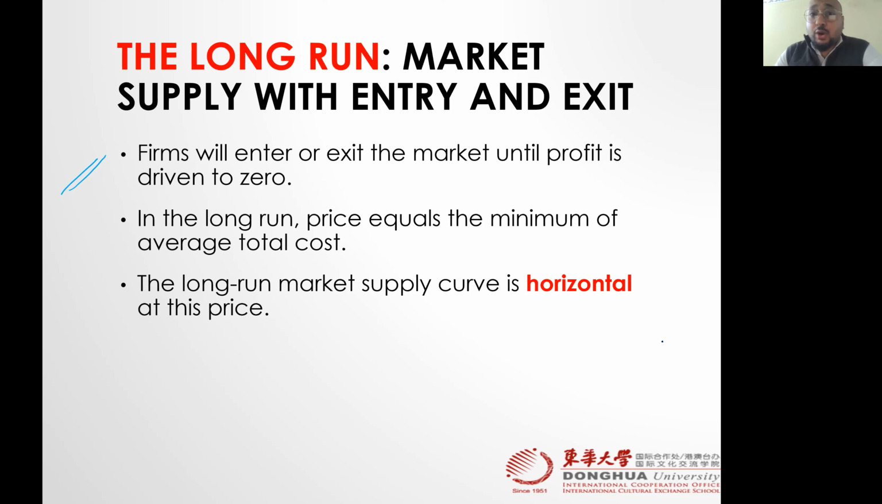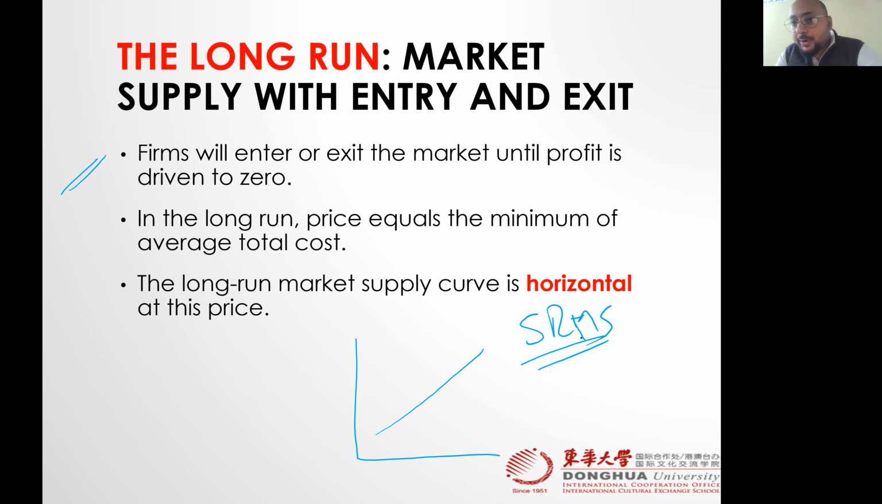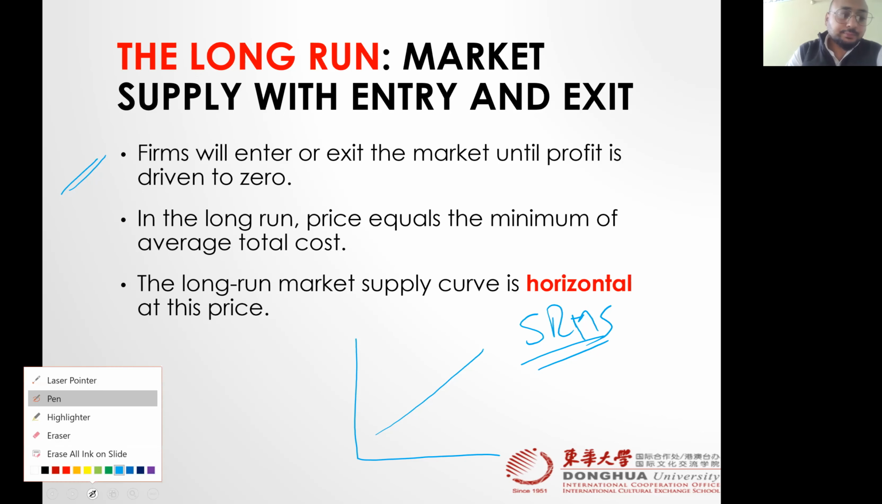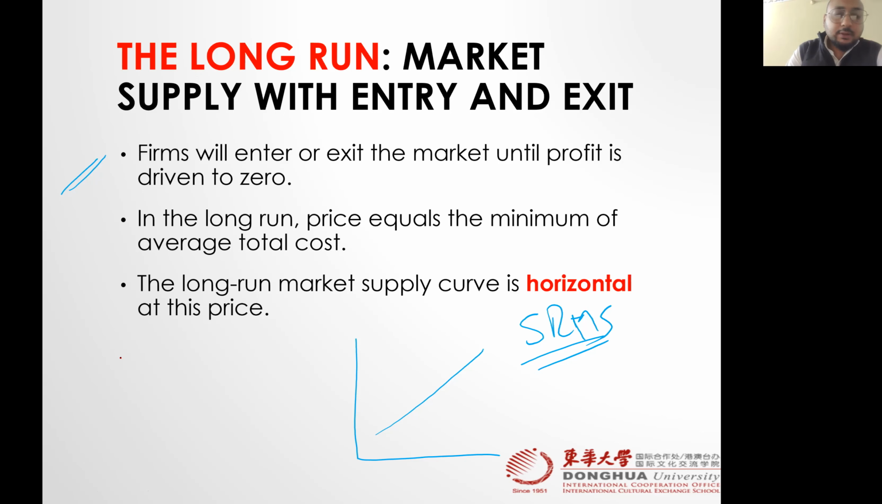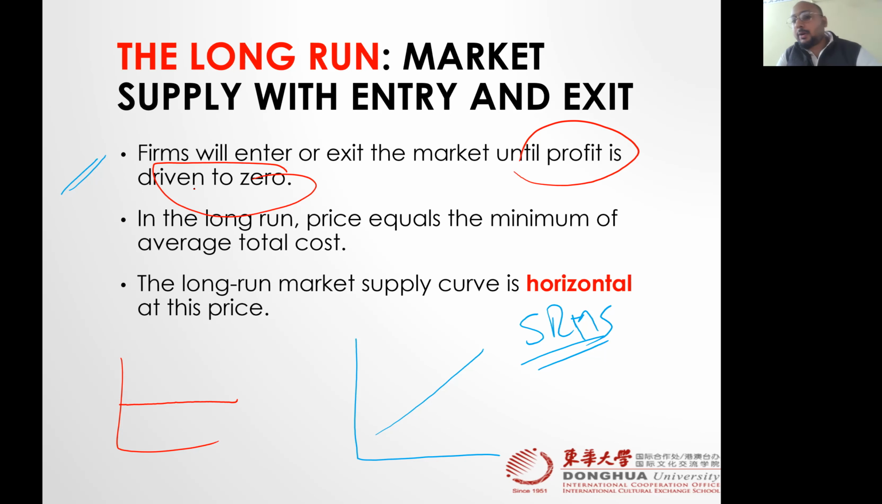So we talked about the short run market supply curve, and we talked about that the short run market supply is upward sloping. But the long run is a horizontal straight line. Why is that? Because firms will enter or exit the market until the profit is driven to zero. Come on, think about that.